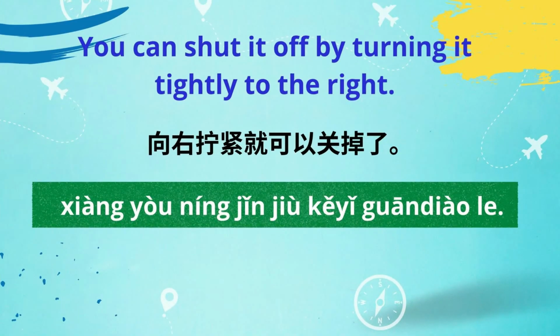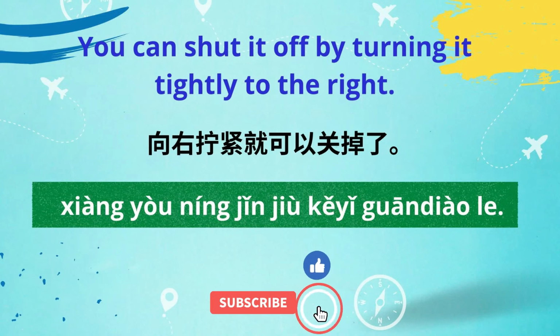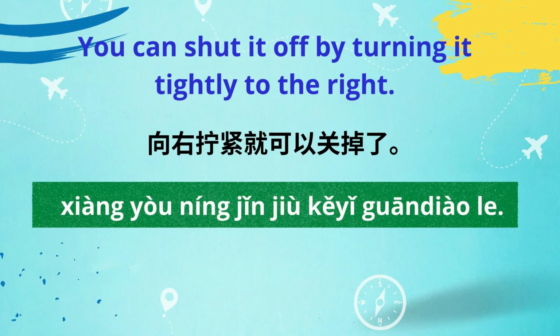You can shut it off by turning it tightly to the right. 向右拧紧就可以关掉了。 向 means towards. 右 means right or right side. 拧 means twist. 紧 means tight. 可以 means can, may, or possible. 关掉 means to switch off or to shut off.